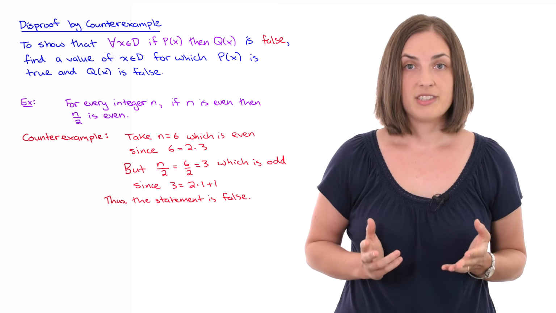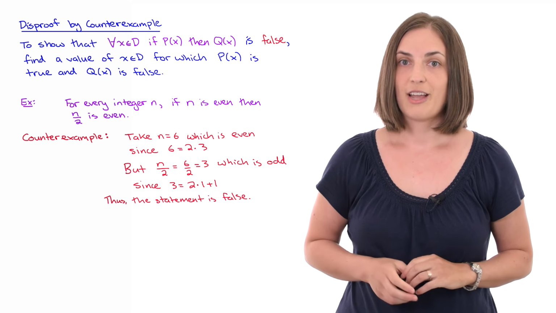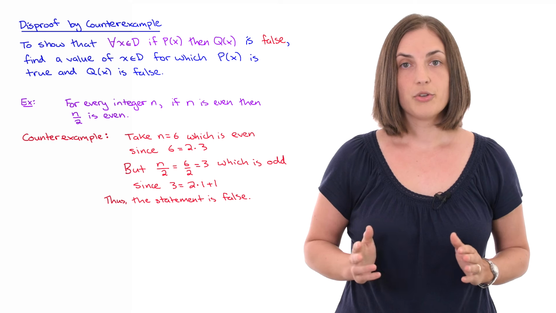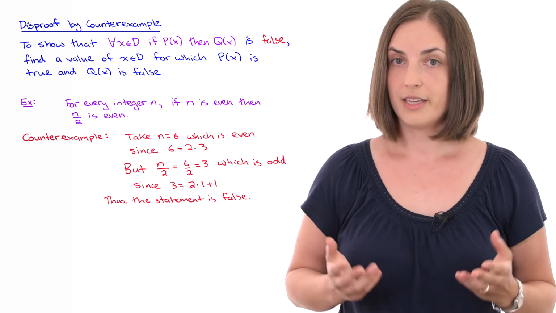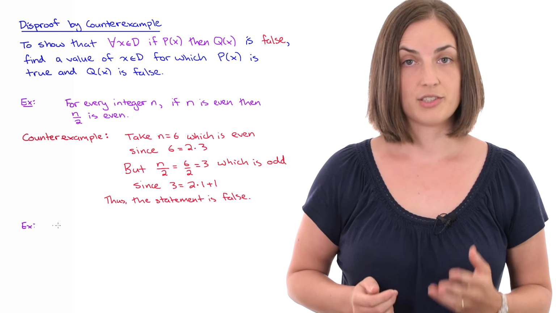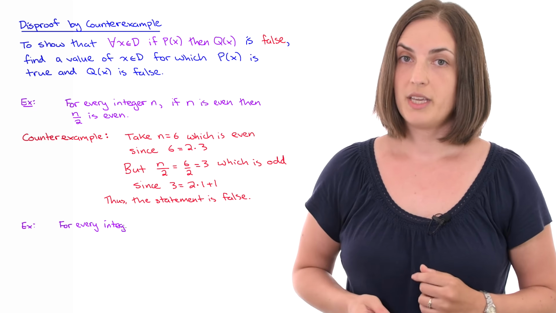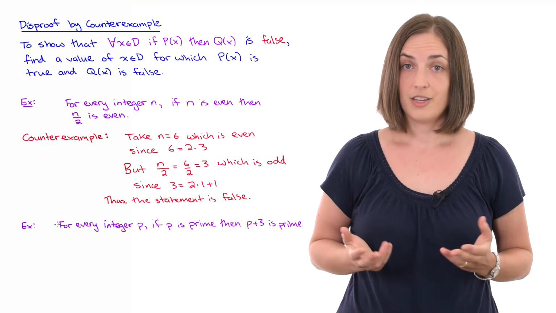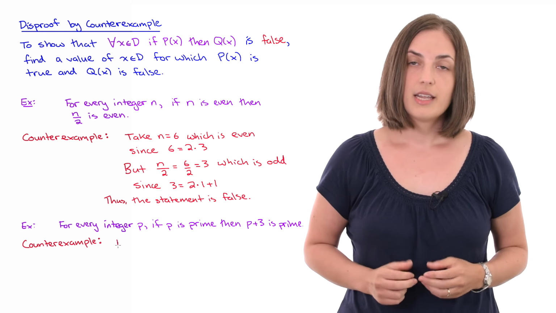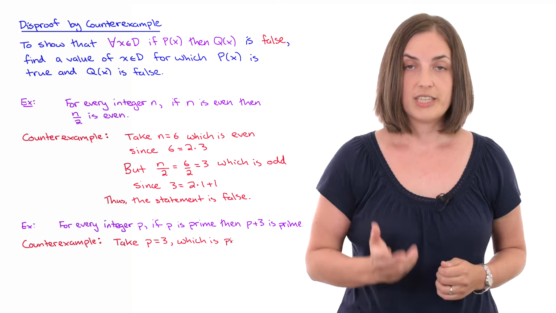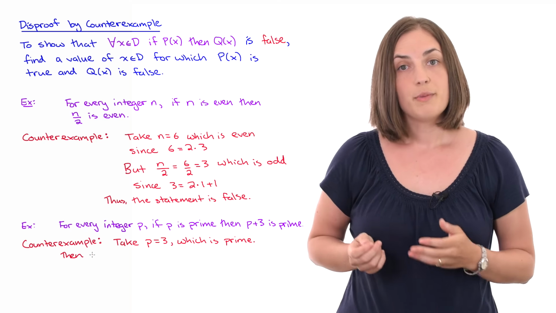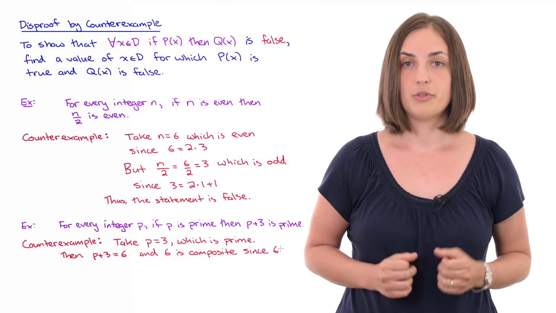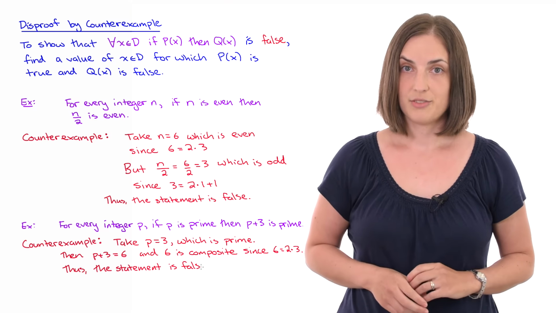Notice that we didn't have to take n equals 6. There are other counterexamples that you could have chosen. But finding a single counterexample is all you need to disprove the statement. Here is another example of a statement of this form. For every integer p, if p is prime, then p plus 3 is prime. Here is a counterexample to this statement. Take p equal to 3, which is prime. Now, p plus 3 is equal to 6, which is composite because 6 equals 2 times 3. Therefore, the statement is false.